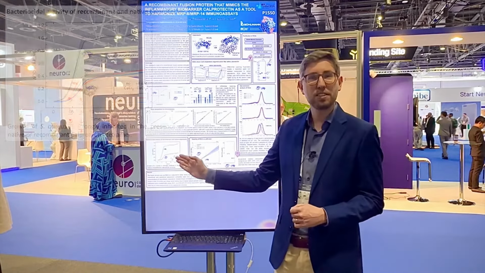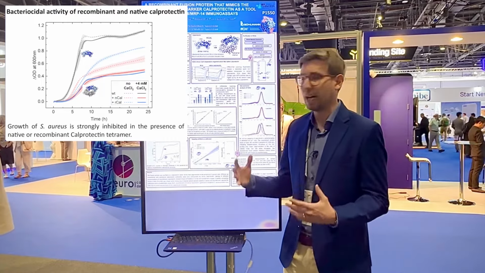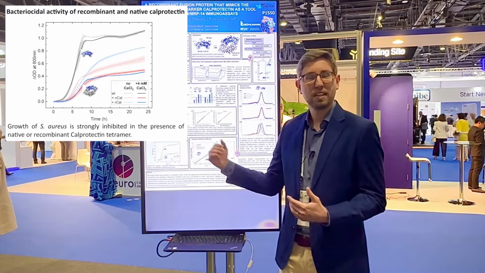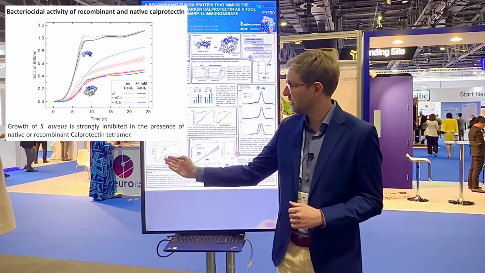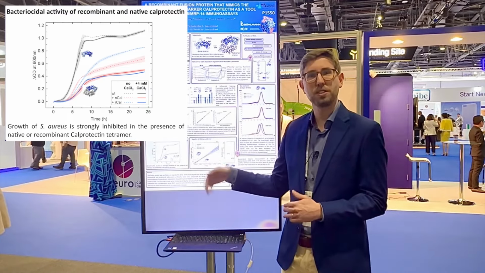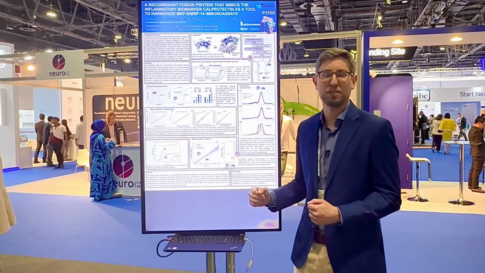The bacterial activity, which is known for native calprotectin to hamper bacterial growth: we see without calprotectin there is an increased bacterial growth, and in the presence of calprotectin the bacterial growth is reduced, which is even further reduced in the tetrameric shape, just like native calprotectin.